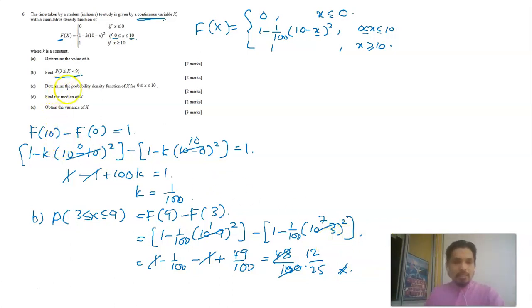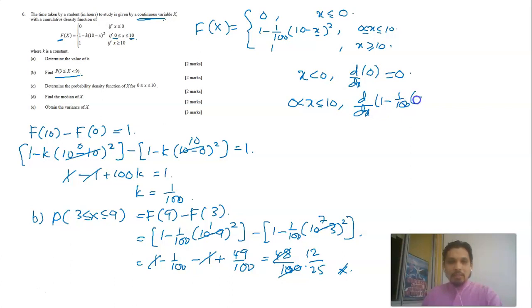And then determine the probability density function for the first one. Okay, for x less than 0, we differentiate 0 with respect to x, equal to 0. For x in between 0 until 10, we differentiate the function of 1 minus 1 over 100, 10 minus x squared. Equal to, for this one, you will get 1 over 5 minus 1 over 50 x. We multiply and simplify, then differentiate, and you will get this one here now. And for x greater than 10, differentiate 1 with respect to x, which is equal to 0.